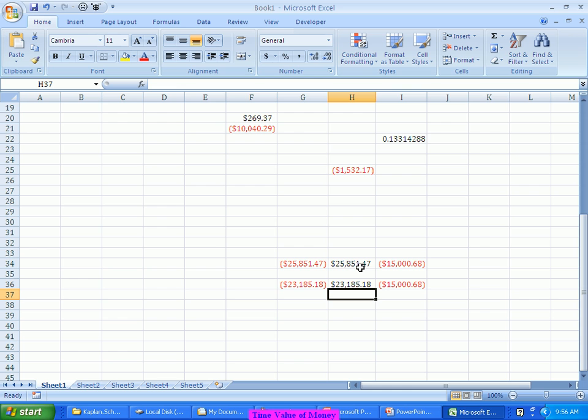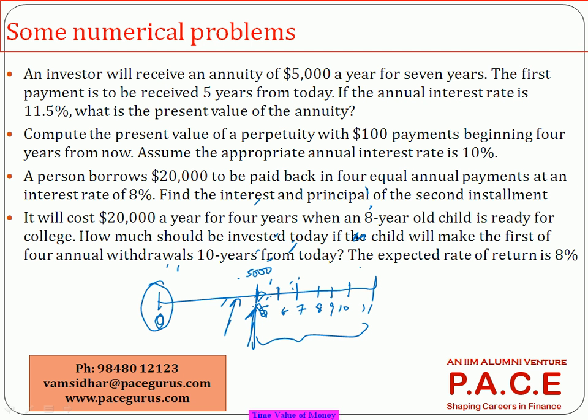Fine. Okay, let's try out one more example. Perpetuity anyhow we have done. Even the perpetuity is slightly different. Just tell me how we do it. Compute the present value of the perpetuity, 100 payment, 100 beginning 4 years from now. So the payment is not coming today. The first 100 is not coming today. Appropriate annual interest rate is 10%.